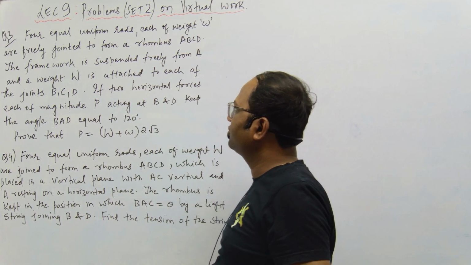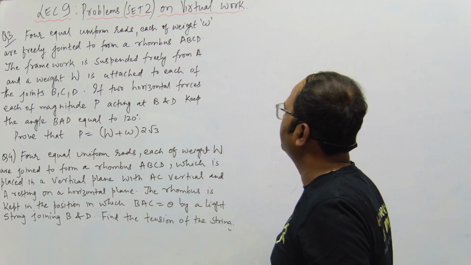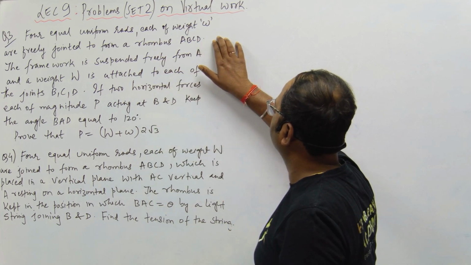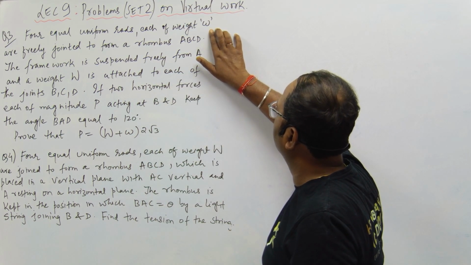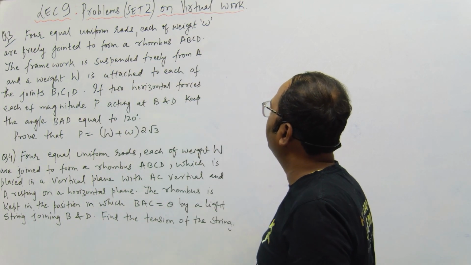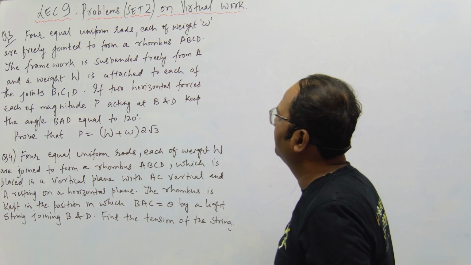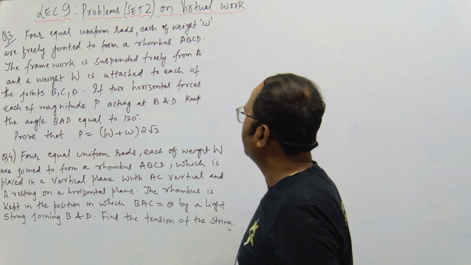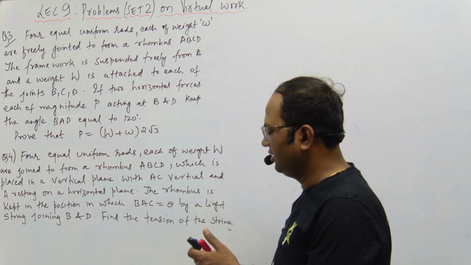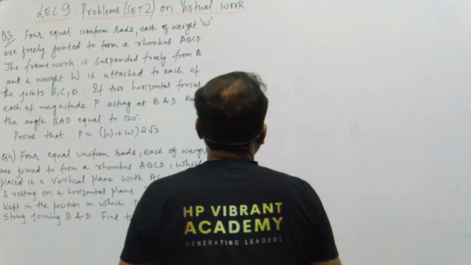So what is given in question number 3? 4 uniform rods, each of equal weights w, are freely jointed to form a rhombus ABCD. The framework is suspended freely from point A and a weight capital W is attached to each of the joints B, C and D. So let us draw a rhombus. So we have a rhombus like this.